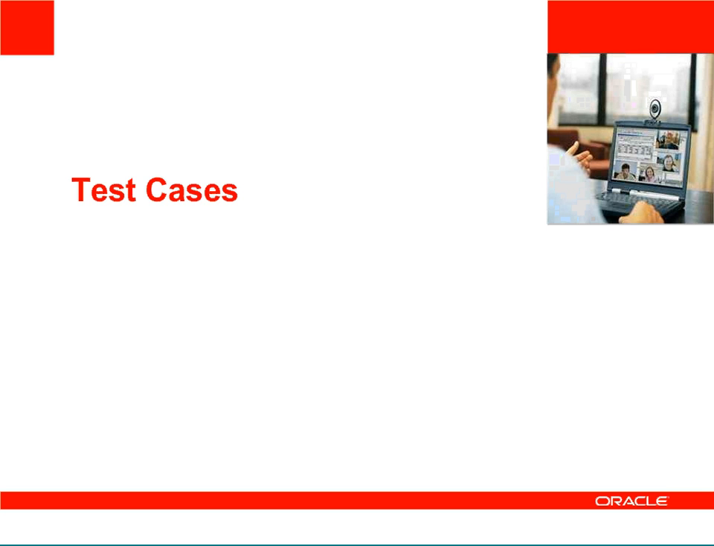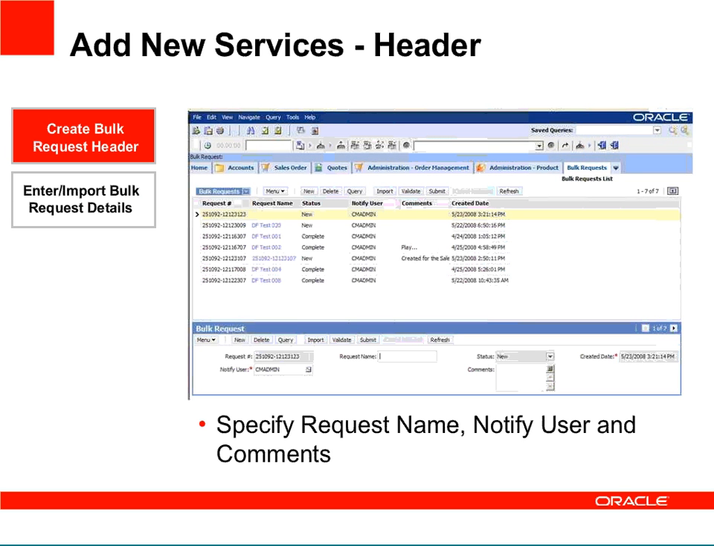Now, let us look at a few test cases on how to add, modify, and how to use promotion in bulk request. Navigate to the bulk request screen and create the header record and specify request name, notify user, and comments. Also select the mode to be either quote or order.